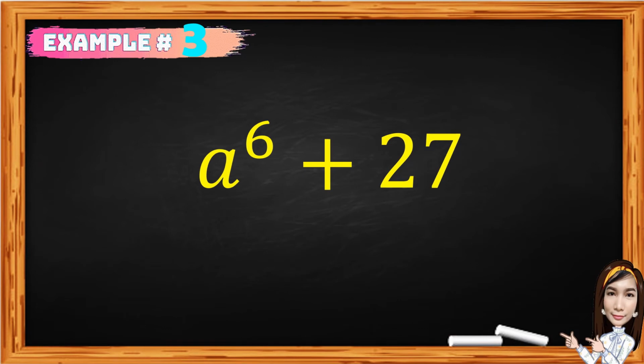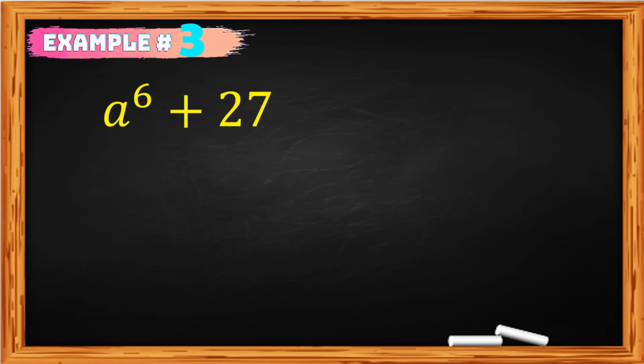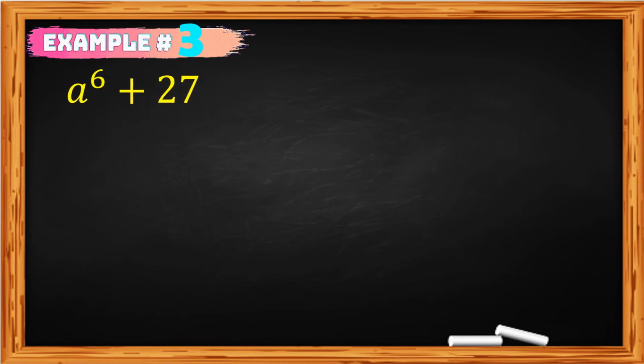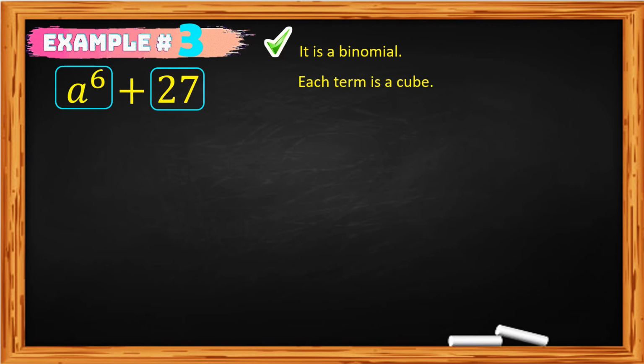Next, example number 3, we have a to the 6th plus 27. Let's see if the given satisfies the two conditions. First, it is a binomial, so it consists of two terms. That is yes. Each term is a cube? a to the 6th is a perfect cube, and 27 is a perfect cube. So that is yes. Now let's have the solution.